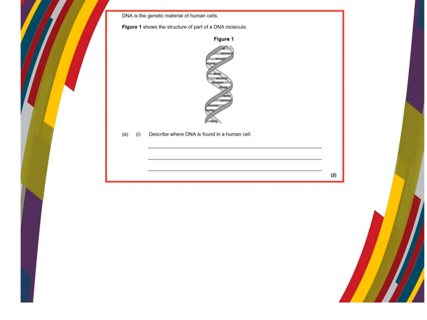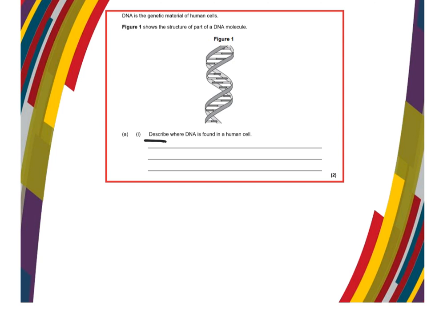Describe where the DNA is found in a human cell. This is a describe question. So if we think about what describe means, if you were to describe a post box, you would say that it was red, it was about 1.5 meters tall. It is say what you see. That's what describe means. So for 2 marks, what are we going to say about where it is found?